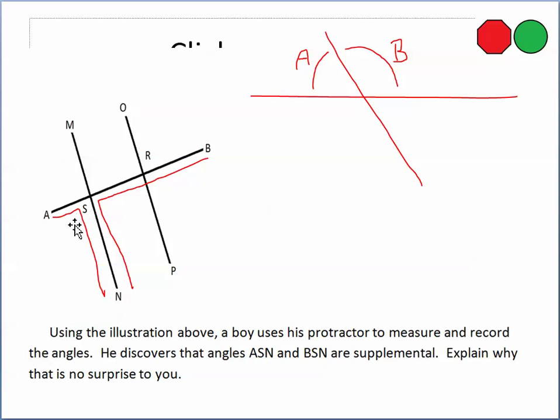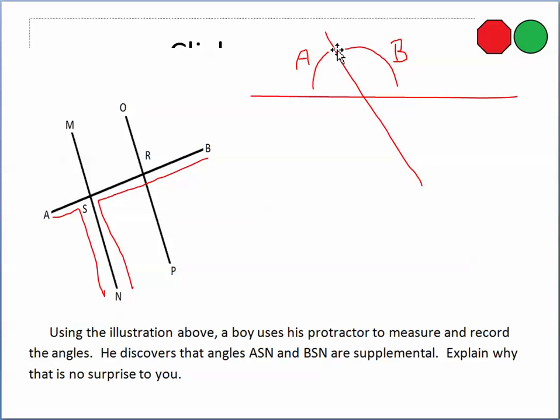It doesn't matter what they are, the two will always total to 180 degrees, provided that these two lines are straight. The boy had to measure to find that out, but you already knew that. So here I have another example. Here I have a straight line, and then I've just drawn some line. It too represents a straight line.